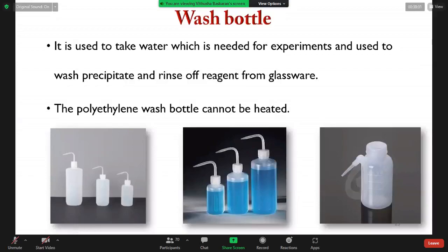Normally, a wash bottle is used to take the water which is needed for the experiments. For the experiments, you need distilled water and also normal water. So for taking water, you can use this wash bottle. In addition to that, in some reactions, precipitates may be formed, and they may adhere to the beaker or glassware. So for washing the precipitate or rinsing the reagent from the particular glassware, you can use this wash bottle. And this wash bottle is commonly made up of polyethylene, so it cannot be heated.